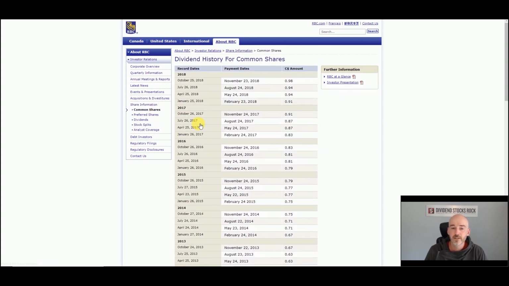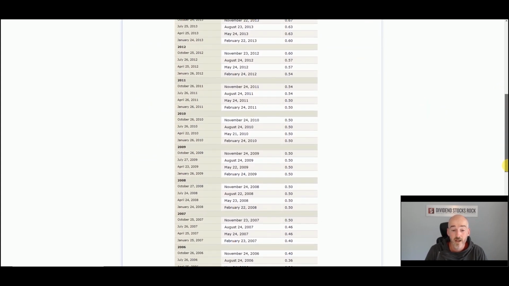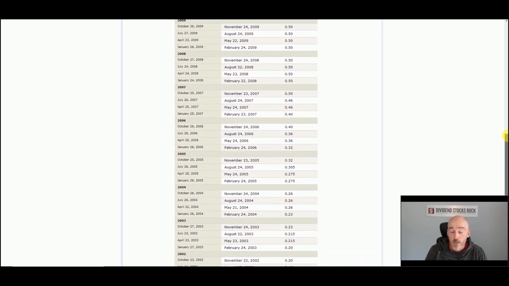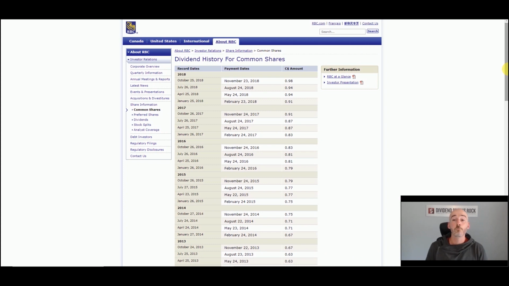So by clicking on dividend history, you will have the history of all the dividends paid per year for a very long time. So you will be able to do a manual calculation and determine how much the company is increasing its dividend year after year.